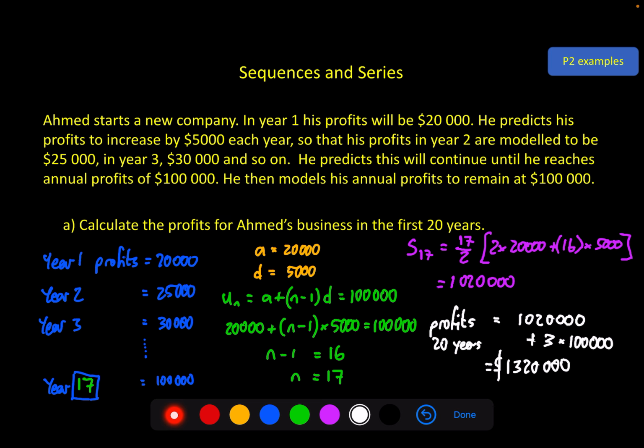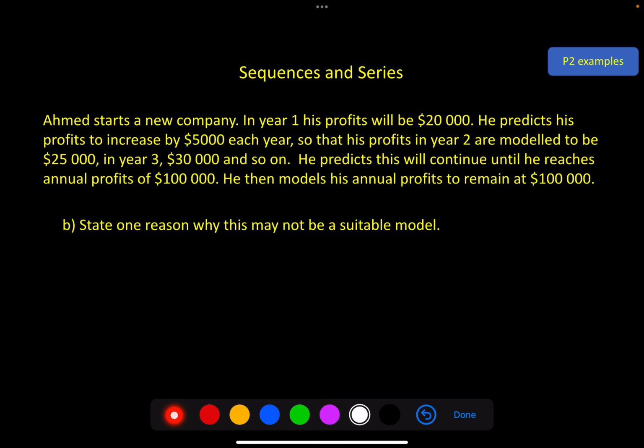Part B is a 1-mark question. State one reason why this may not be a suitable model. And there will be some flexibility. If this is an exam question, there'll be a few different answers, and as long as you say something sensible and true and related to the question, you should be okay. So this model that he's got is a little bit overly simplistic. To increase your profits by the same amount each year is unlikely. 5,000 each year increase. It doesn't really show any good years or bad years.